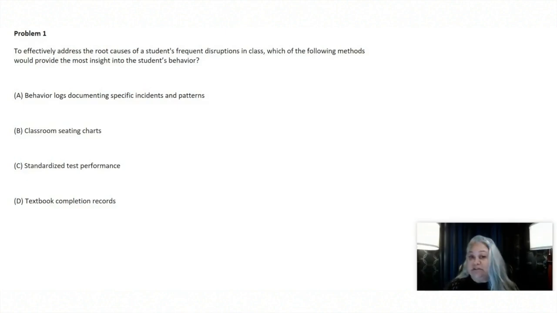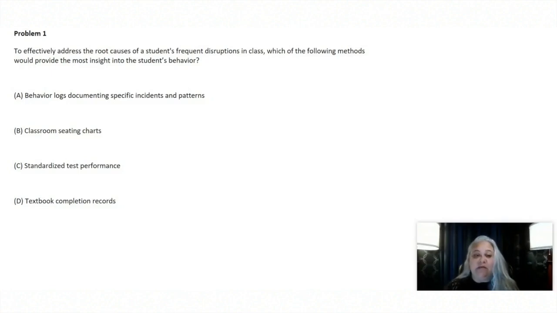B, classroom seating charts. This is usually what a teacher uses to lay out the classroom arrangement of where students will sit in the classroom. And while preferential seating may be a good alternative intervention to try with a student having behavior problems, this does not allow for the documentation or insight into the student's behavior, so this may not be the best choice. C, standardized test performance. The way that a student performs on a test does not show any bearing on their behaviors in the classroom, so therefore that would also not be the best answer.